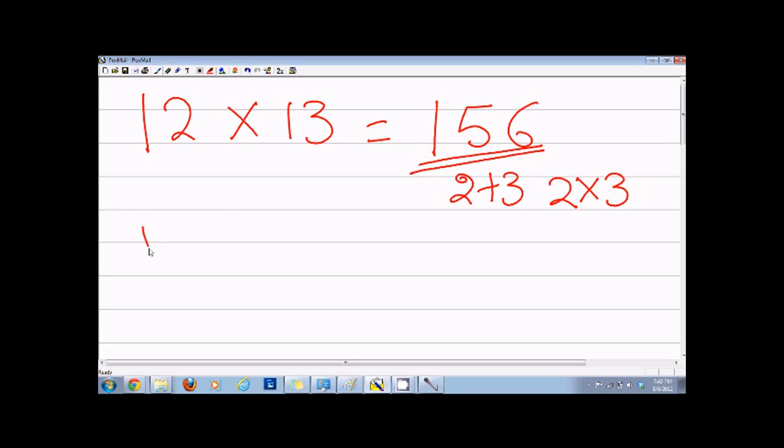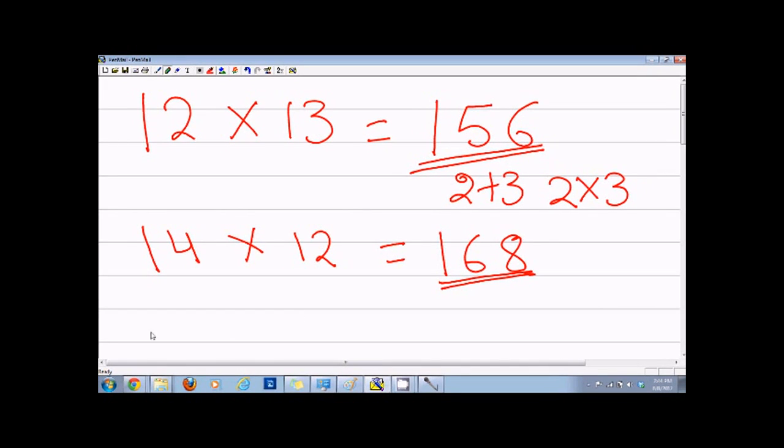Another example is if I have 14 and I want to multiply by 12, then I will say 1, and then 4 plus 2 is 6 and 4 into 2 is 8, so the answer is 168.